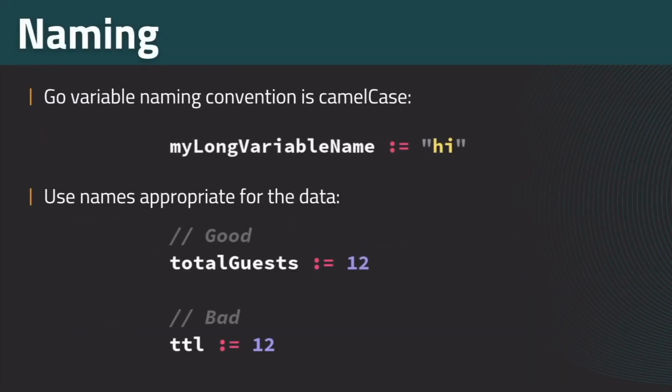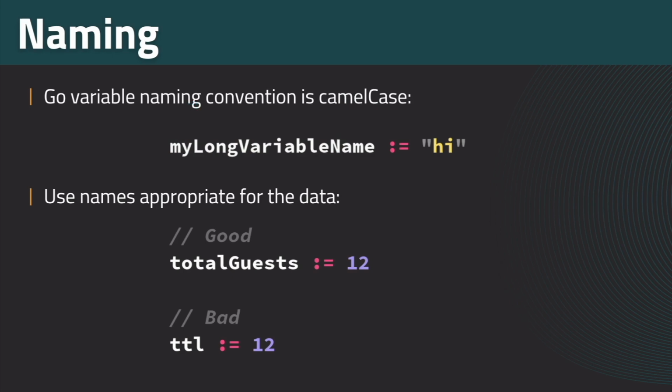Naming variables in Go has a convention, and we use camel case. Camel case always starts with a lowercase letter, and each word has an uppercase letter to denote where the word begins. So we have myLongVariableName. The L, V, and N are all capitalized, and the M is lowercase.